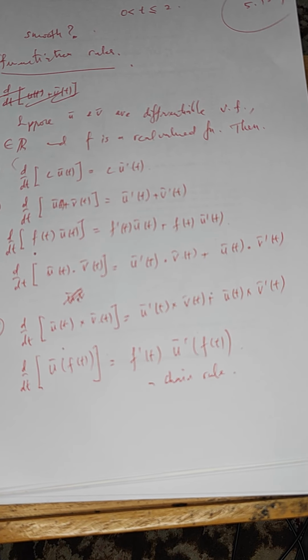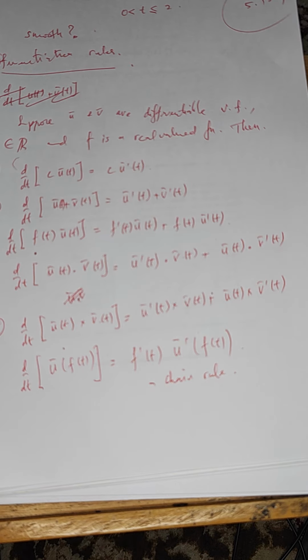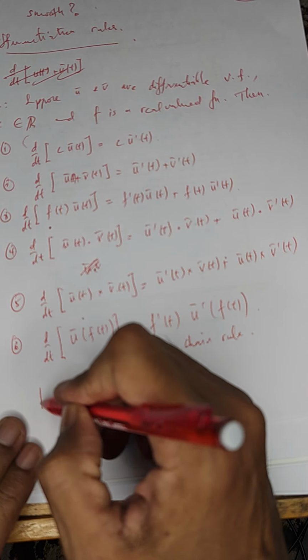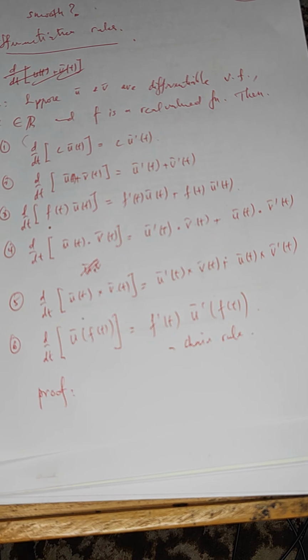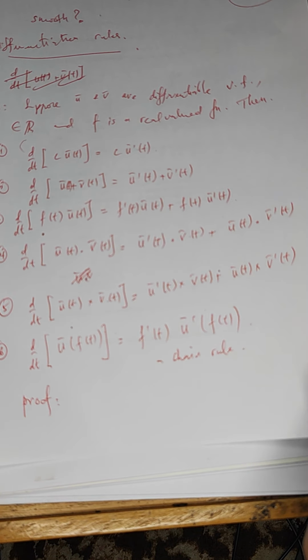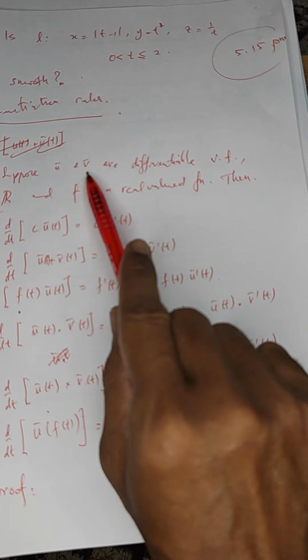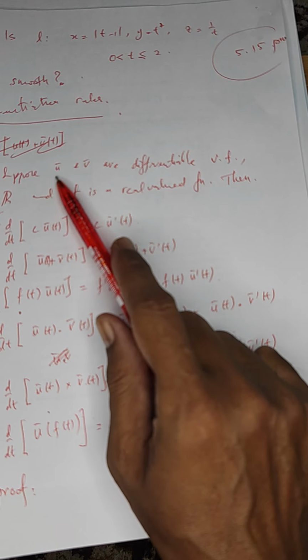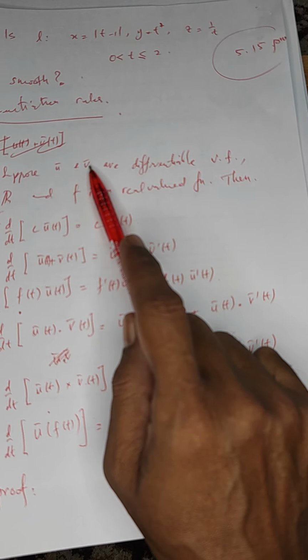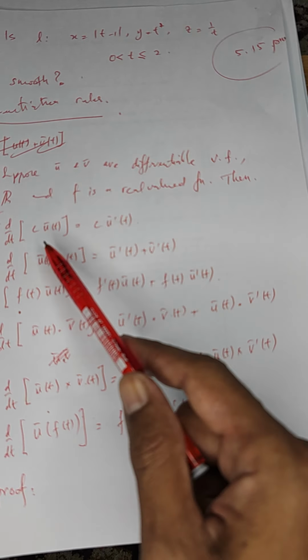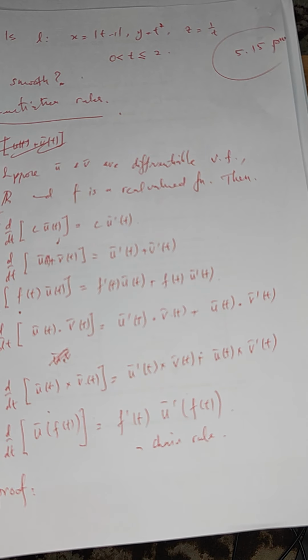Okay, for the proof, what we need to do is just consider those vectors u and v with components, let's say f1, f2, f3 for this one, let's say g1, g2, g3, and then perform the product, and then it will give you the real valued function. Then you can perform the derivative as required. So let me give you the proof to one of these.